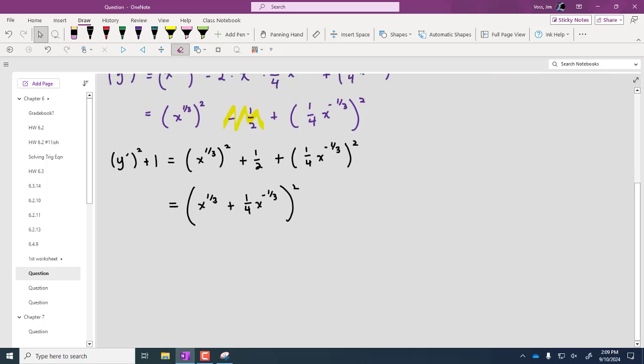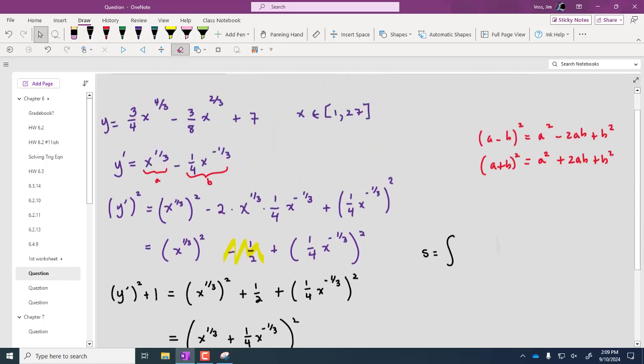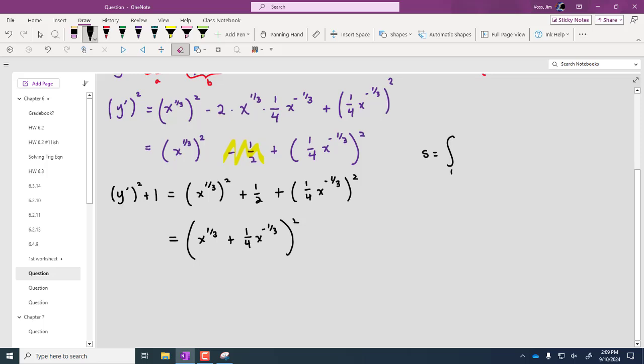And that's going to work out nicely now because in the arc length formula, we're going to have the square root of a square. So arc length, S, is the integral, I think we said 1 to 27 or something. 1 to 27. And we do square root of 1 plus y prime squared. So we're just doing the square root of this square. And so we're going to end up with that. So there's our arc length formula.